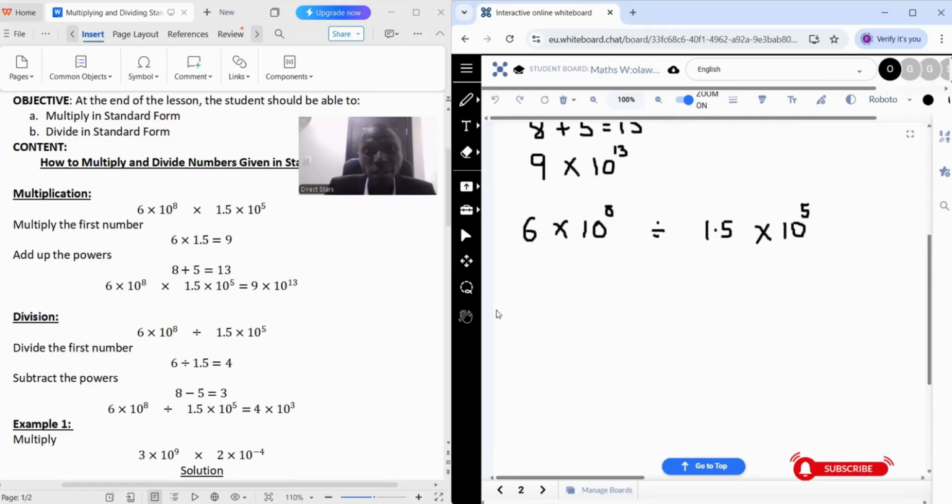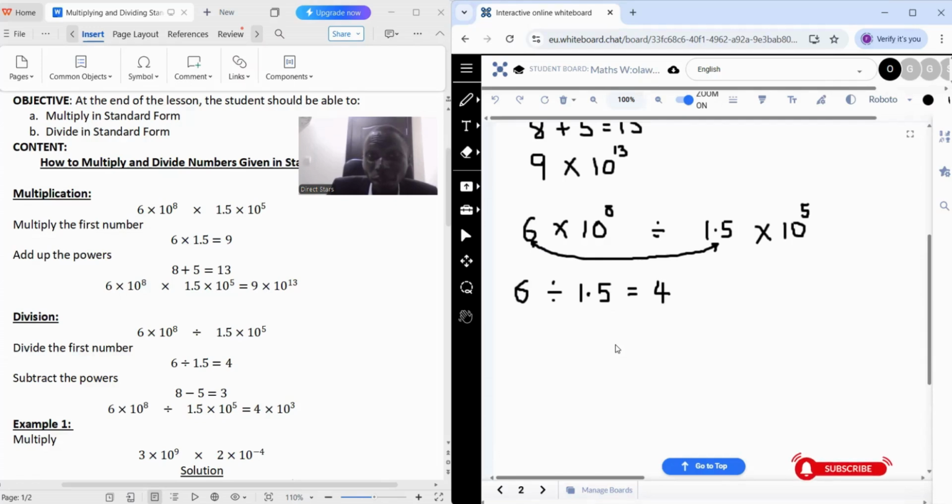And how are we going to go about this? The first thing we're going to do is to divide the first numbers. Then that will be 6 divided by 1.5. 6 divided by 1.5, we're going to have this to be 4.